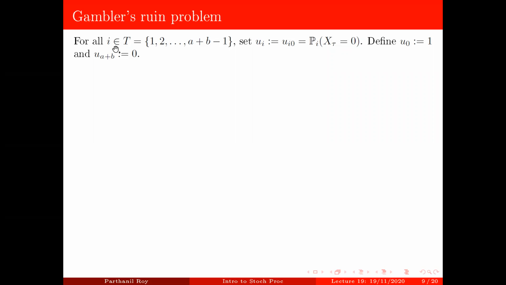For all i in this set, which is the set of transient states, you have set u_i to be u_i0, which is basically, starting from the transient state i, the Markov chain gets absorbed in state 0. So in other words, this is the ruin probability of gambler A if gambler A starts with rupees i. Okay. We defined u_0 to be 1 and u_{A+B} to be 0.